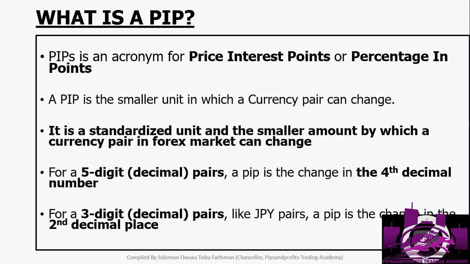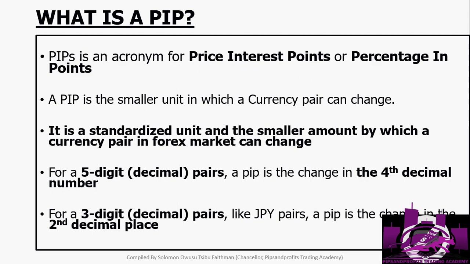You can access it. Okay, pips is an acronym for price interest point or percentage in point. And we said that a pip is the smaller unit in which a currency pair can change. And we said that it's not the currency pair changing, but rather the rate of the currency pair. Okay, so we made a correction over here. And I said that the pip is not the smallest. In some books, you are going to see the pip is the smallest. The pip is not smallest. When I did my research, I have realized that the pip is not the smallest. Okay, it is the standardized unit and the smaller amount by which a currency pair or the rate of a currency pair in a forex market can change.